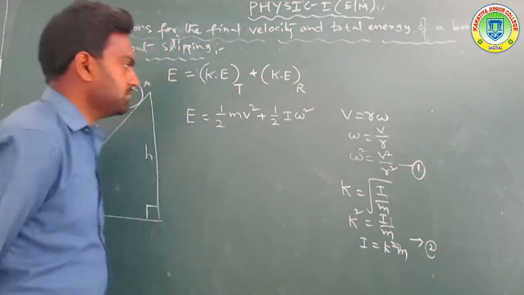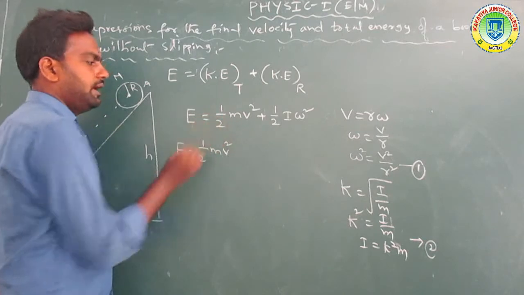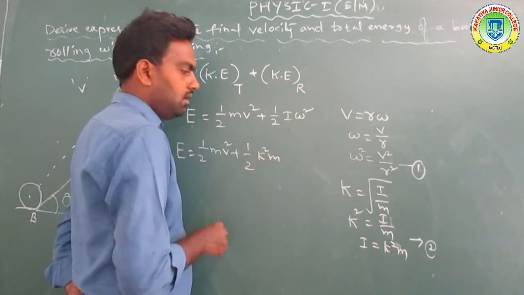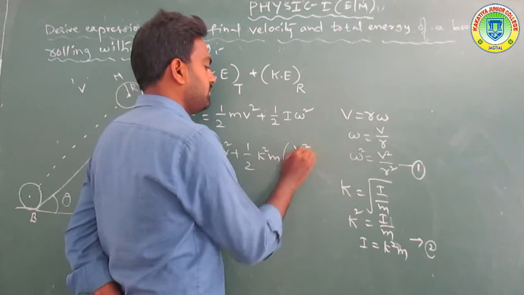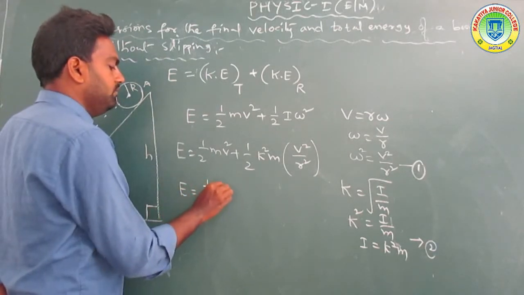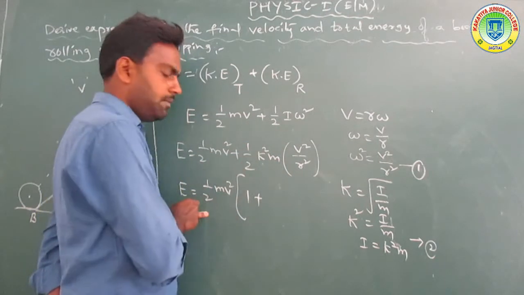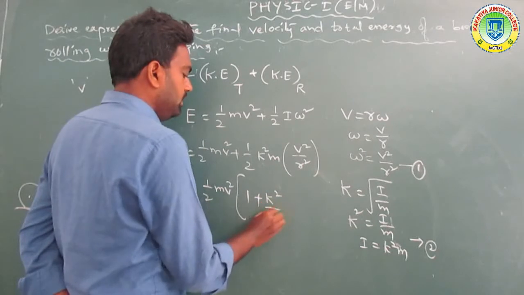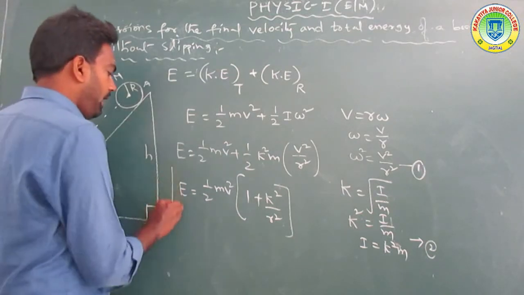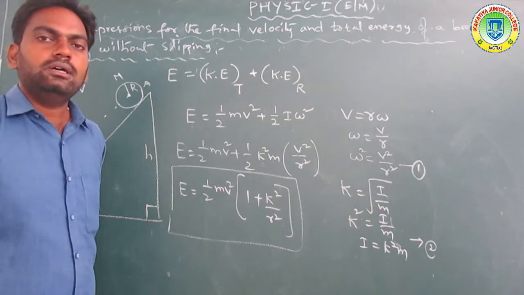Substituting these two equations in the total energy equation, E is equal to half m v squared plus half K squared m times omega squared, where omega squared is v squared by r squared. Taking half m v squared common, the remaining term is 1 plus K squared by r squared. This is the total energy of the rolling body without slipping.